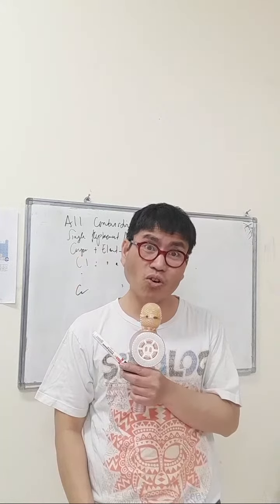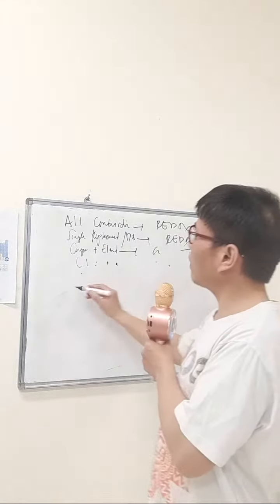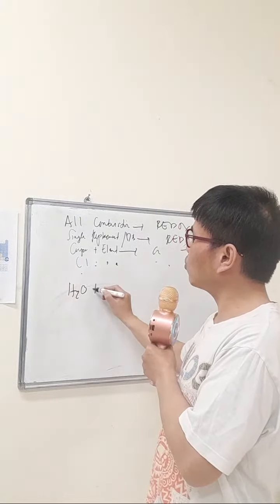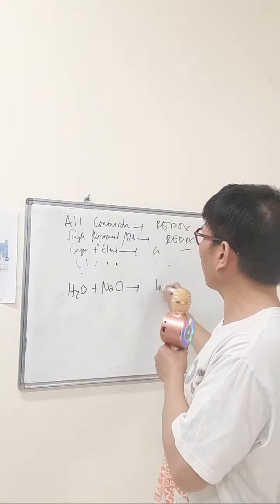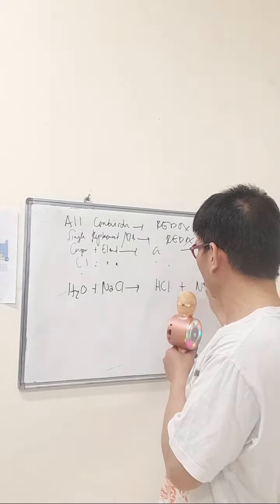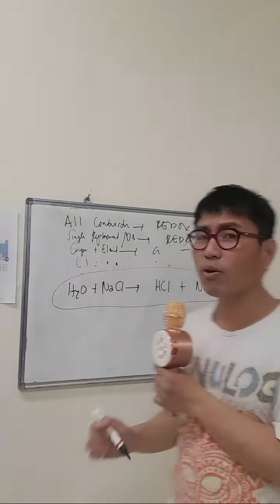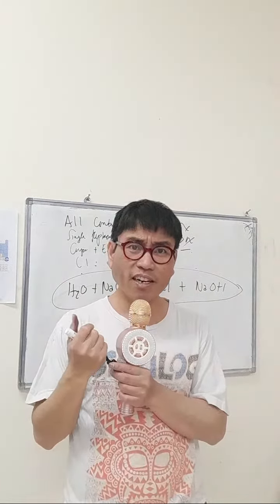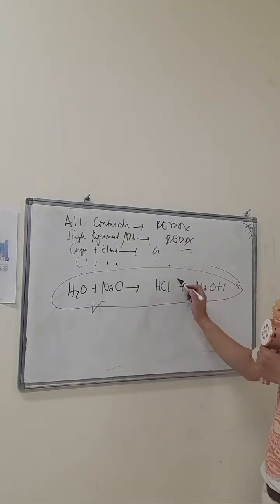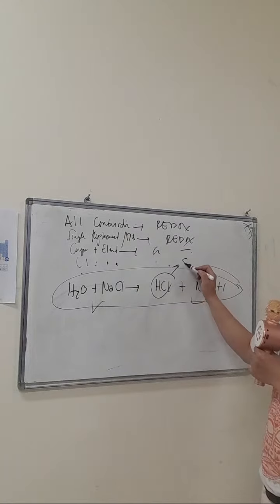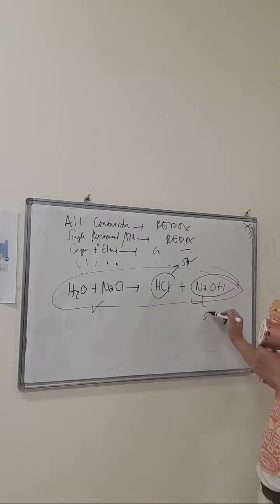For example, hydrolysis: water plus salt. Water plus sodium chloride will yield hydrochloric acid and sodium hydroxide. These are not a redox, because all are compounds. This is the hydrolysis reaction in the reactants, and this is neutralization in the products. HCl is a strong acid, and sodium hydroxide is also a strong base.